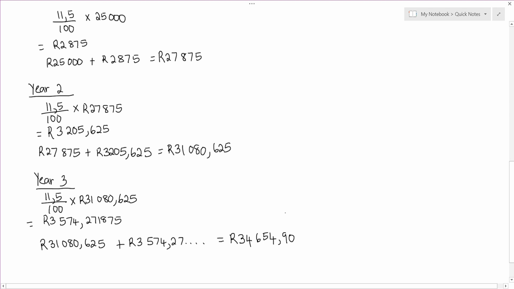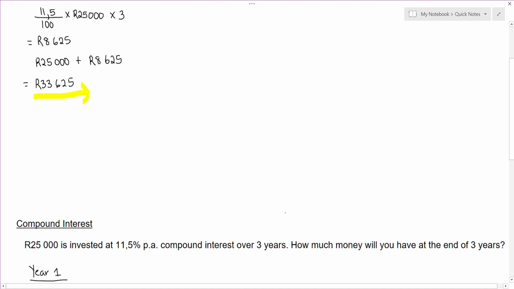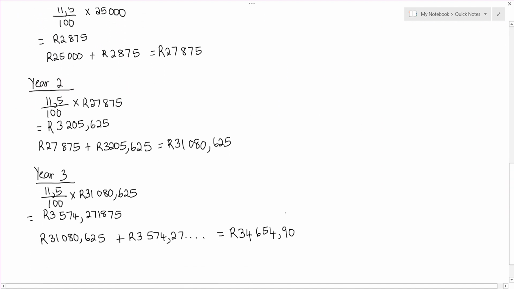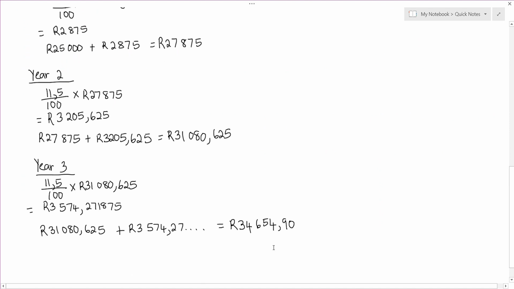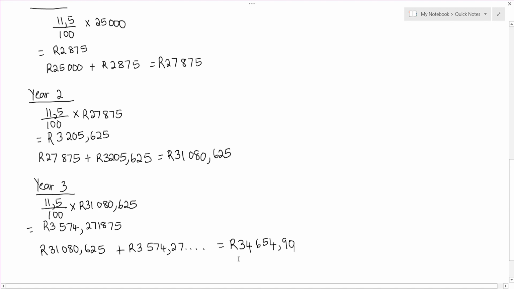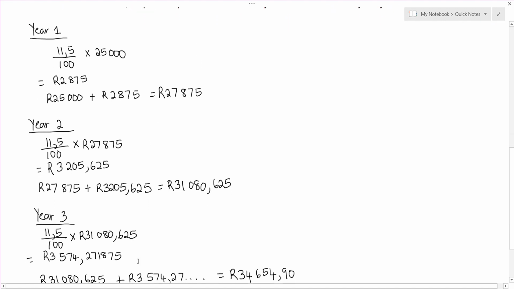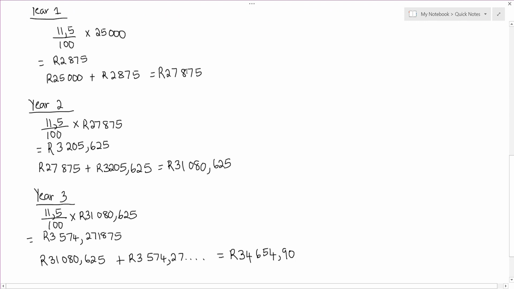And so if we look at the two, you can see that with my simple interest, I have 33,625, whereas if I take the same amount and I invest it using my compound interest, I'm going to get 34,654 Rand and 90 cents. The reason being is that you keep accumulating interest based on the previous amount that you keep adding. So it's an accumulated amount.